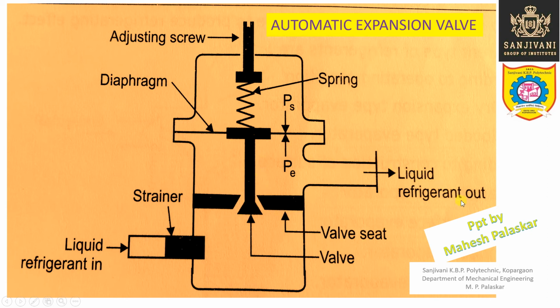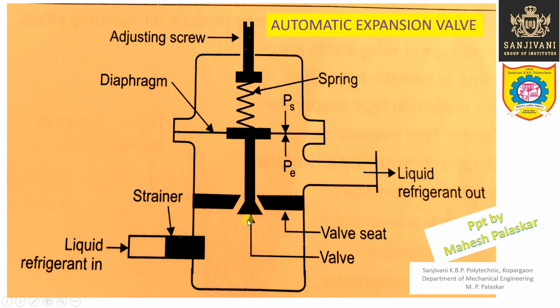So suppose the refrigerant has left the evaporator and very little refrigerant is present in the evaporator, because the refrigerant has been sucked by the compressor. At that time the pressure of the evaporator will be reduced. Due to the reduction in the pressure of the evaporator, this diaphragm will move in the downward direction due to the spring pressure, right?